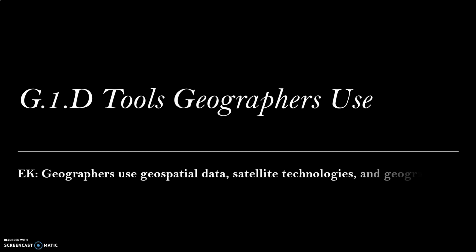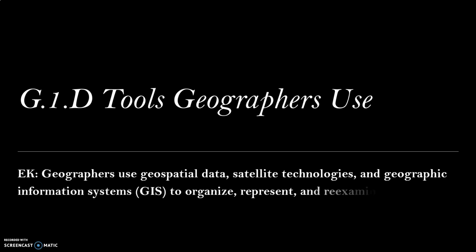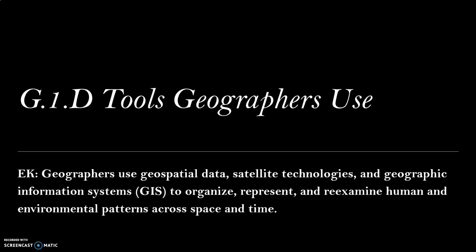So for G1D, this is all about what tools geographers use. How do they gather that information? So the essential knowledge is that geographers use geospatial data, satellite technologies, and geographic information systems, or GIS, to organize, represent, and re-examine human environmental patterns across both space and time. So we're going to use all of these technologies to look at human environmental patterns across space and time, so it makes sense to us.